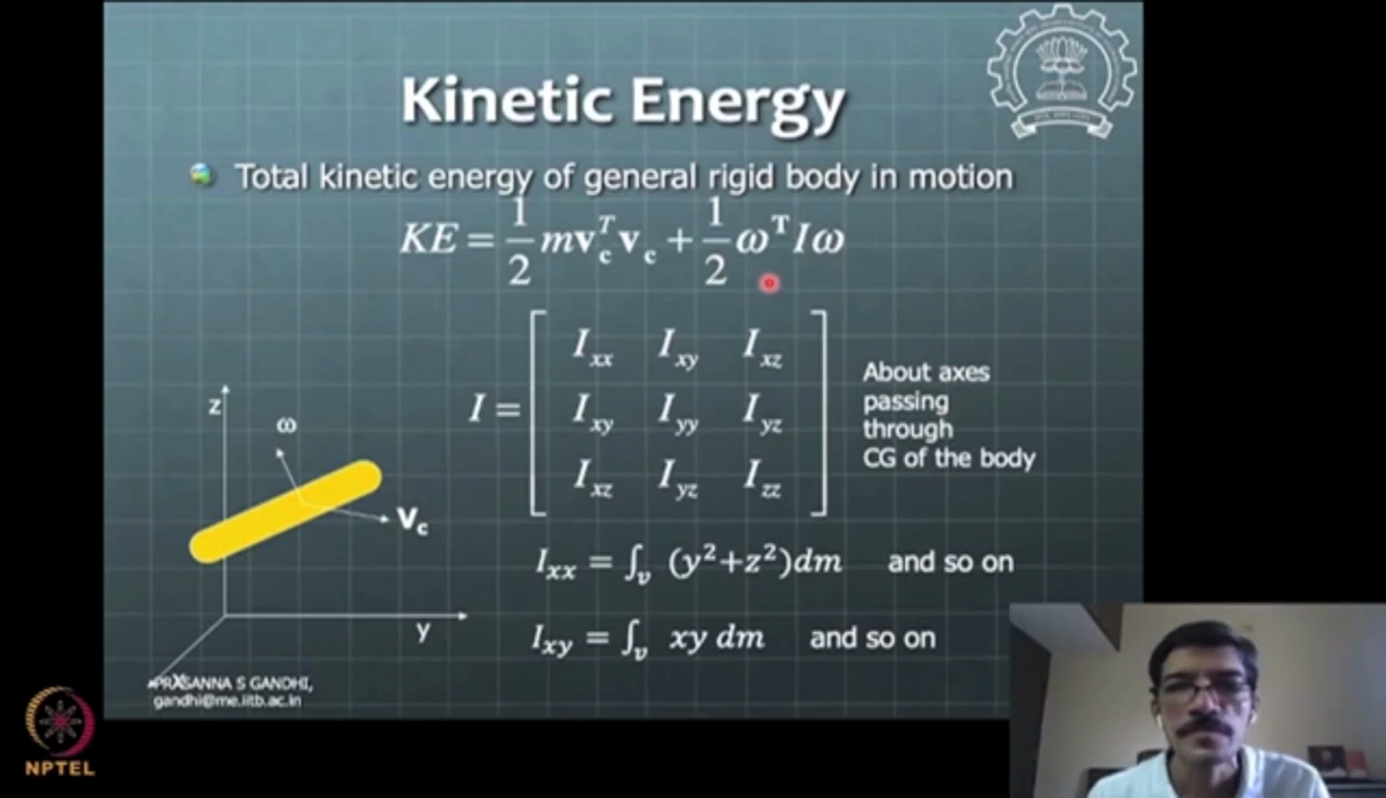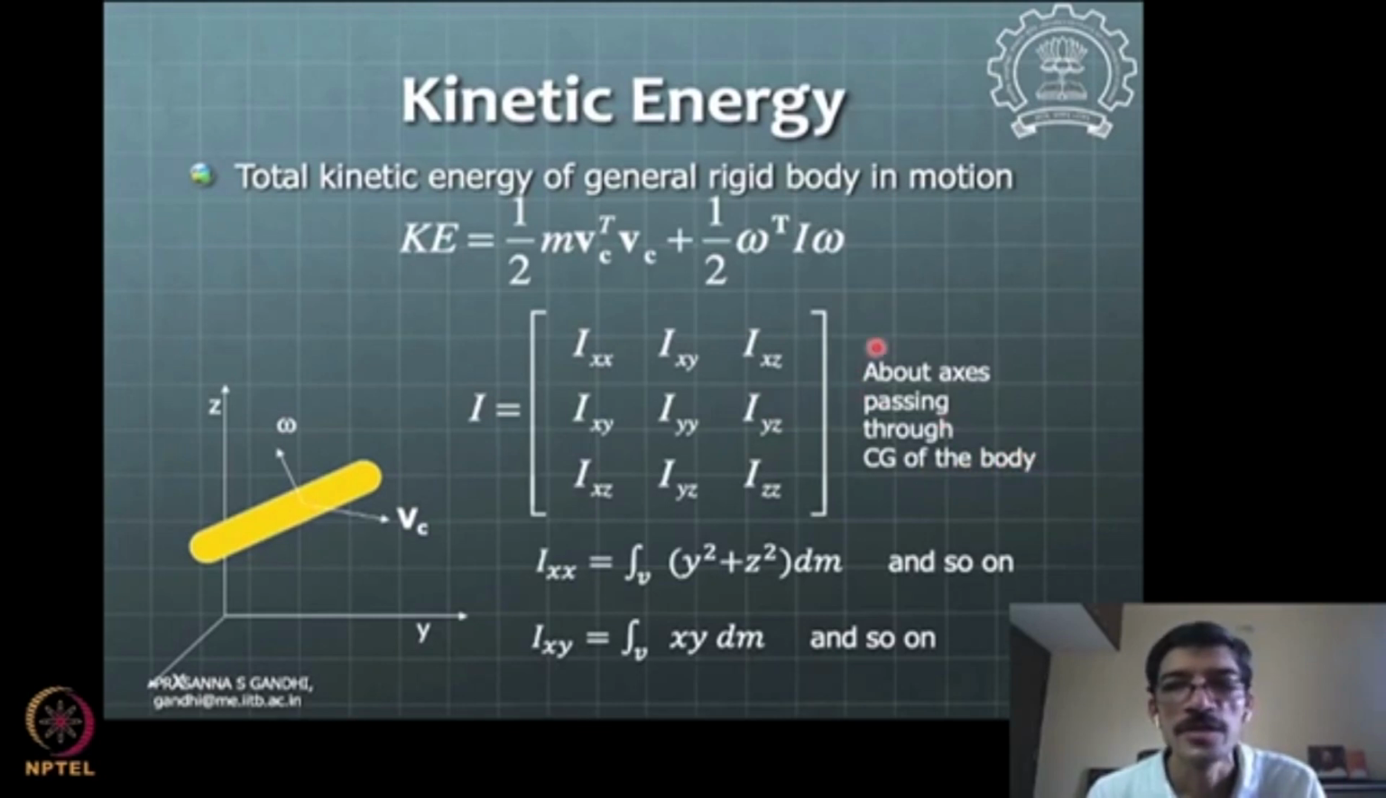a rigid body motion in 3D space. And this is omega transpose I omega, where I is the inertia matrix for the rigid body, defined about the axes of a coordinate system passing through the center of gravity or center of mass of the body.